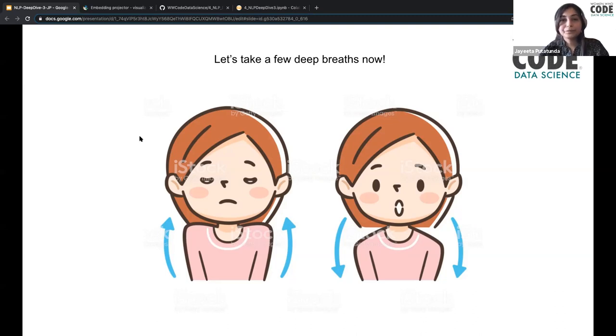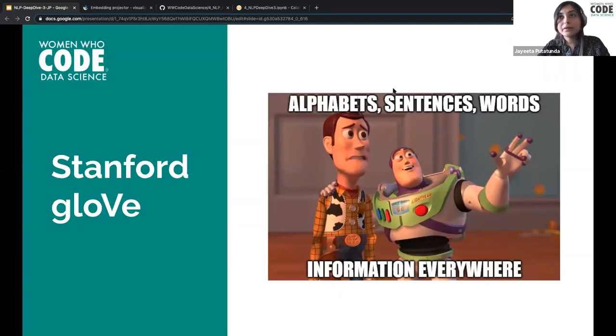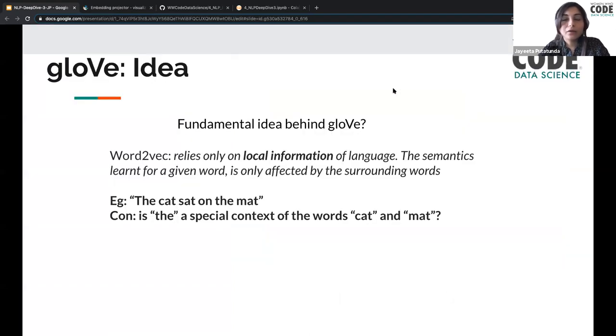Great, so let's proceed. Next up is Stanford GloVe. You would say, okay, I had Word2Vec, it works amazingly, understands the context. So why do we need another methodology? The reason is not Word2Vec's performance, but basically the fundamentals of the solution that it has.